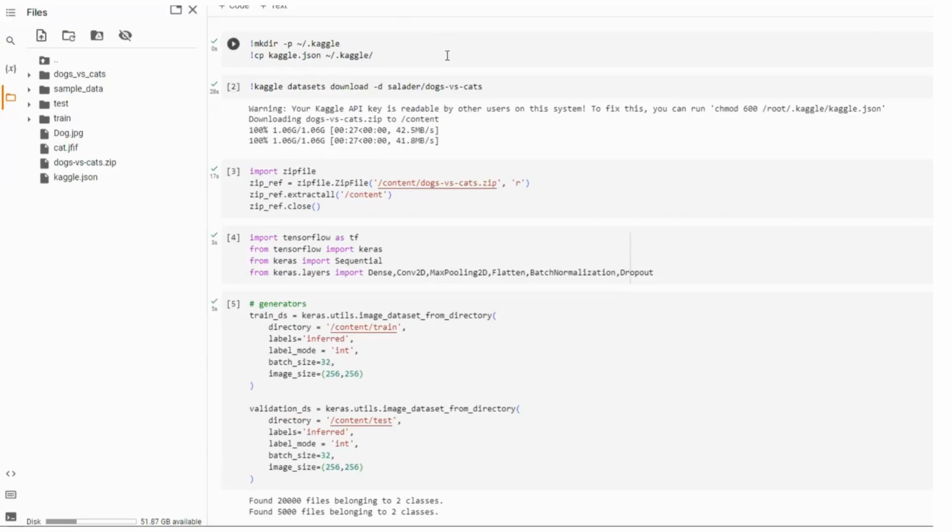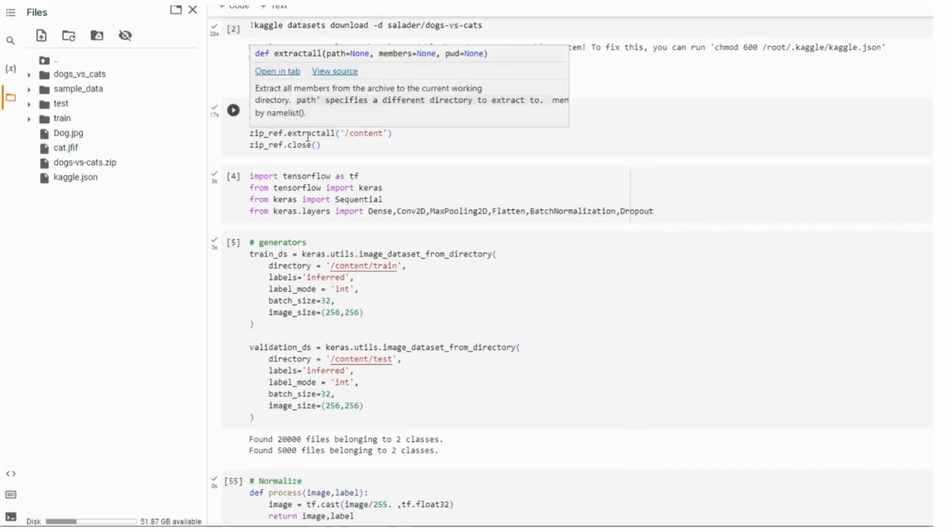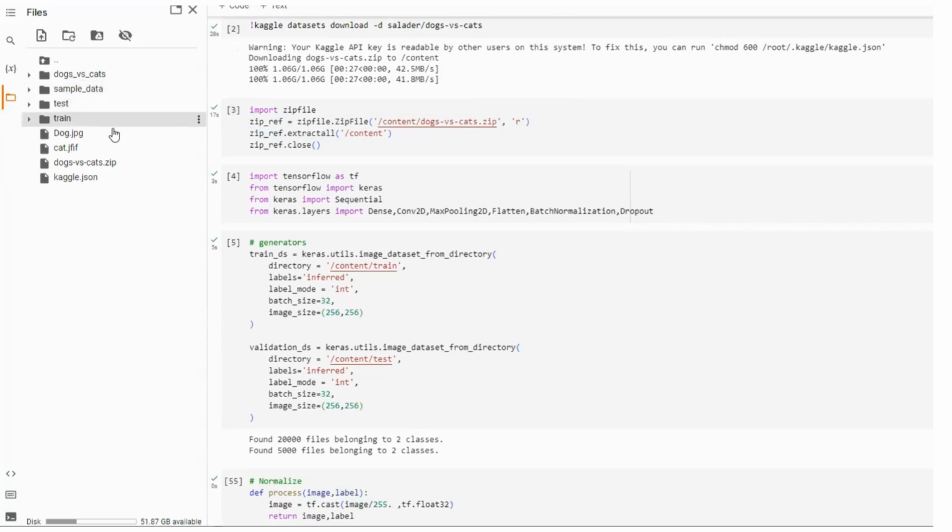Now, I coded this. Here the first code cell is used to create a directory and copy the Kaggle API file to the proper location to read it. And here the code downloads the dogs versus cats dataset from Kaggle and extracts it. And this is used to extract the data into the test and the train data shown here.